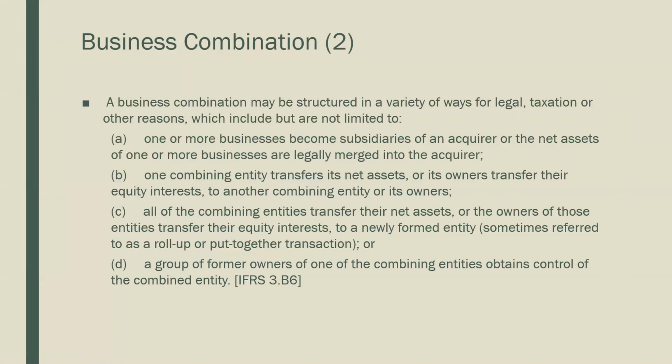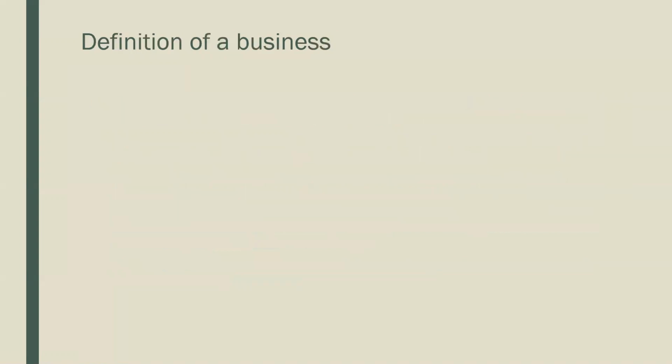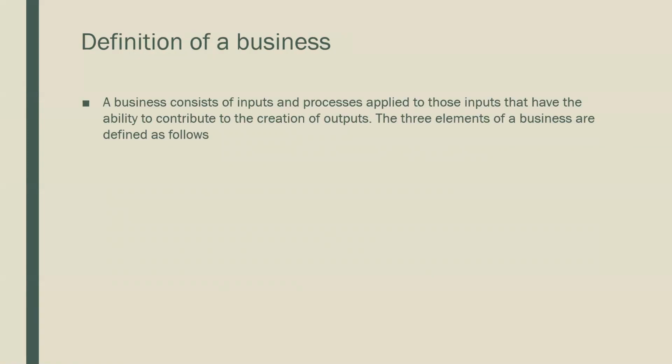We will be looking at the more common ways, and that includes purchase of net assets, purchase of voting shares to obtain control, and obtaining control through contractual means. So it's important to keep in mind that a business must be taken over. So what's the definition of a business? A business consists of inputs and processes applied to those inputs that have the ability to contribute to the creation of outputs. So 3 elements of a business are defined as follows.